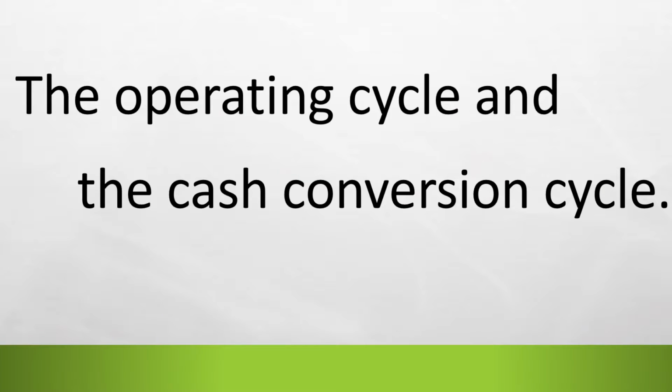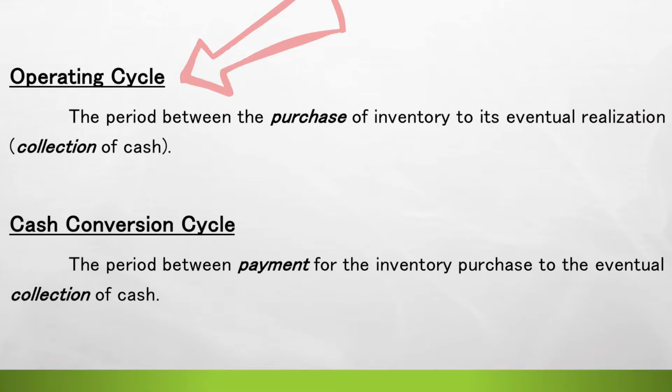To have a better appreciation of the day-to-day activities of the business, we should be aware of two things: the operating cycle and the cash conversion cycle. The operating cycle is the period between the purchase of inventory to its eventual realization, that is, collection of cash. In other words, it is from the point of buying to the point of sale, and from the point of sale to the point of collection. This is basically one cycle of the business.